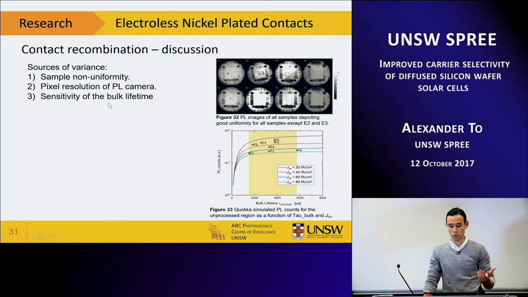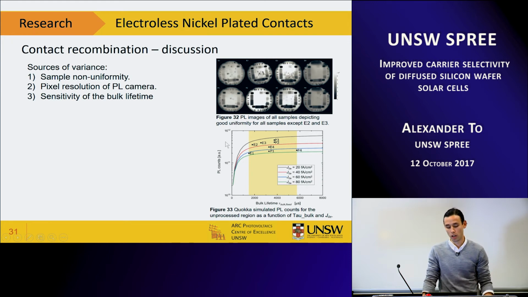Similarly, there's a sensitivity to the bulk lifetime. So you're assuming that your contact recombination in your PL is not affected by your bulk lifetime. And you can see we've done a little simulation here of the bulk lifetime versus your PL counts. For low bulk lifetimes, there's quite a significant range of PL counts that you can achieve for the same bulk lifetime, whereas over here, it's relatively flat. So you can see I've plotted here exactly where each sample fits for the J0s that I extracted. And so these ones here have higher sources of variability because of that dependence on having a high bulk lifetime.